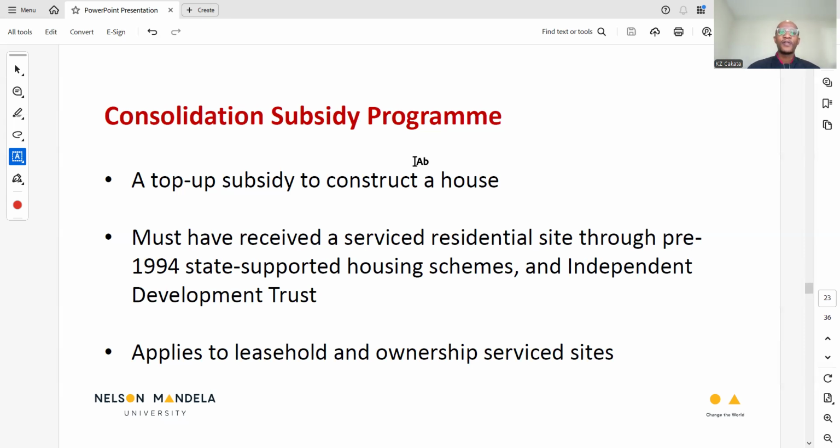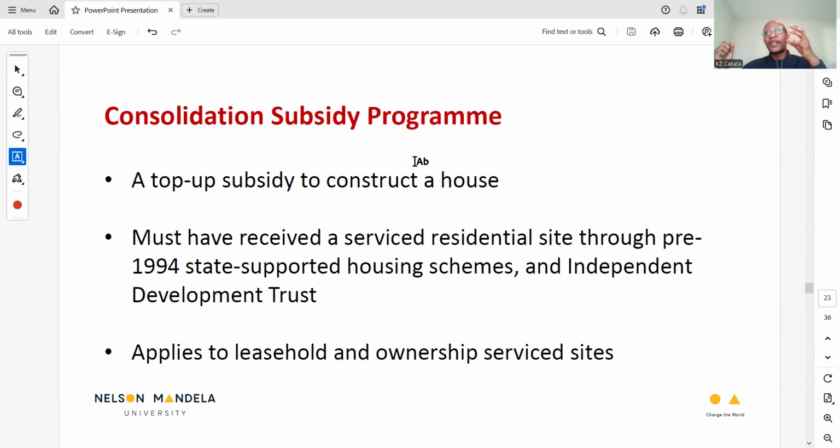Now, this is for people that have received a serviced site pre-1994, or those that were part of a pre-1994 state-supported housing scheme or schemes that were done by the IDT, the Independent Development Trust, and applies to those that hold a lease in these properties and ownership of serviced sites. So this basically consolidates, let's say you were given a subsidy of 15,000 and that was enough to build a substandard house or only give you a serviced site. The consolidation subsidy consolidates that into whatever the quantum is, let's call it 250,000.